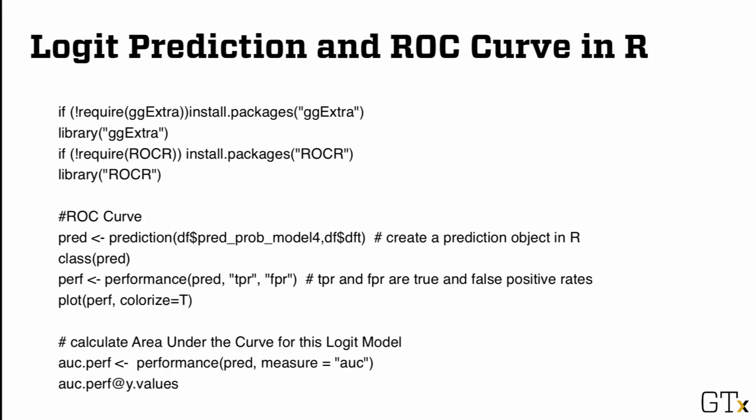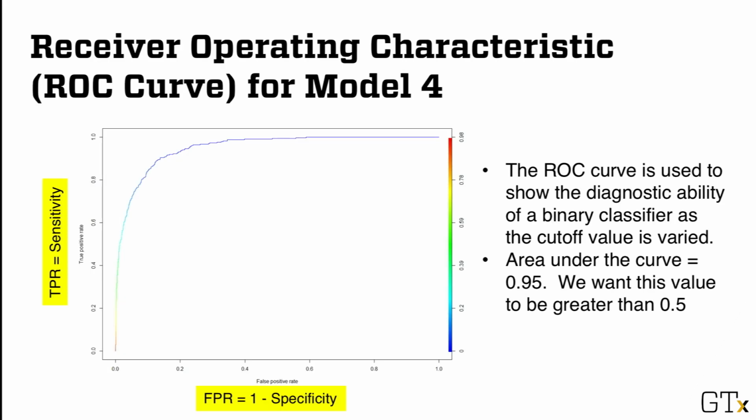So, this is how I've used R, and the code that I used to plot the prediction and the ROC curves and find the area under the curve for a logit model. To do that, I have installed and used two packages in R, ggExtra and ROCR. And this is the ROC curve, or receiver operating characteristic curve, for our logit model 4. The x axis is the false positive rate, or 1 minus specificity. The y axis is the true positive rate, which is the same as sensitivity.